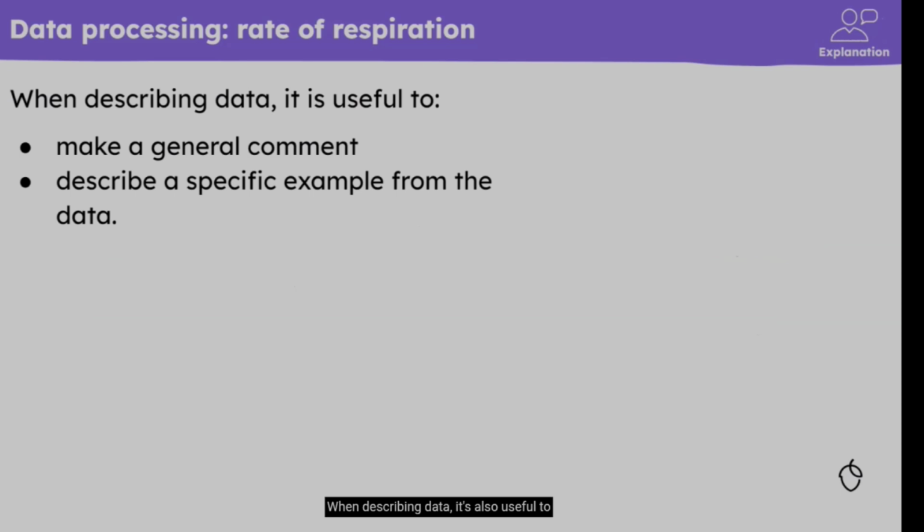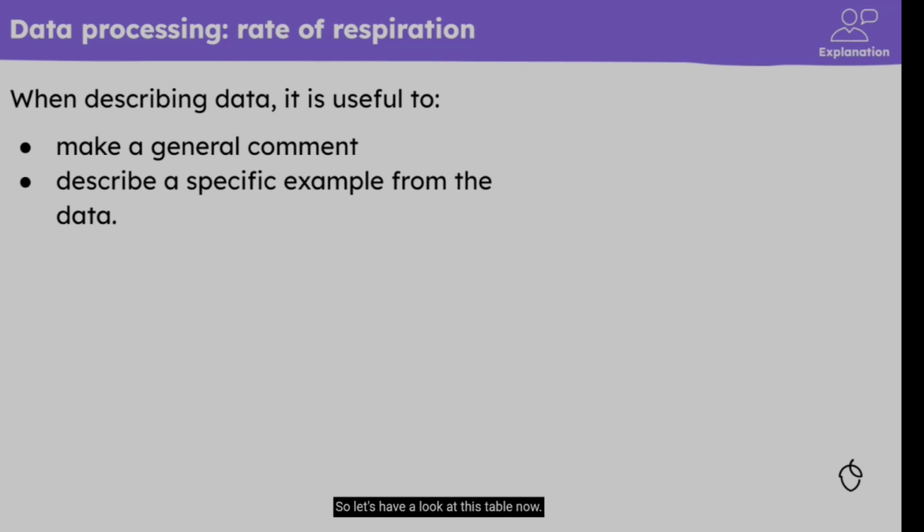When describing data, it's also useful to make a general comment and describe a specific example from the data. A general comment might be, as the temperature increases, the rate of respiration increases. And a specific example might be, at 40 degrees, the rate is double the rate of 20 degrees. So a specific example is about looking at a pattern in the data and saying something like double or triple or halve, looking for a numerical relationship between the data points.